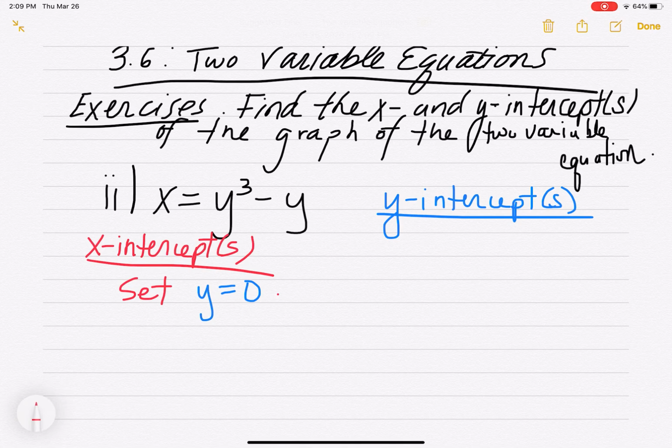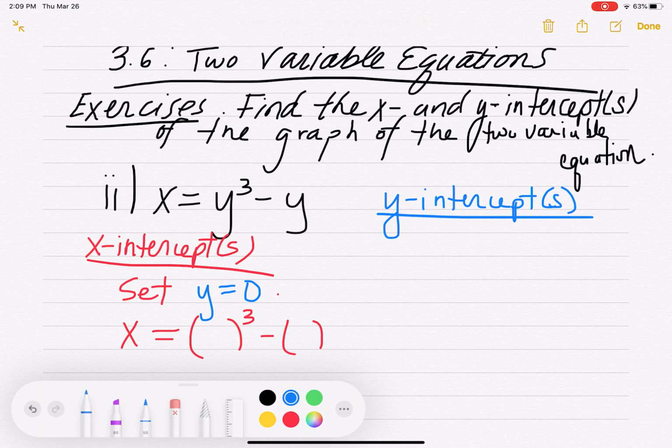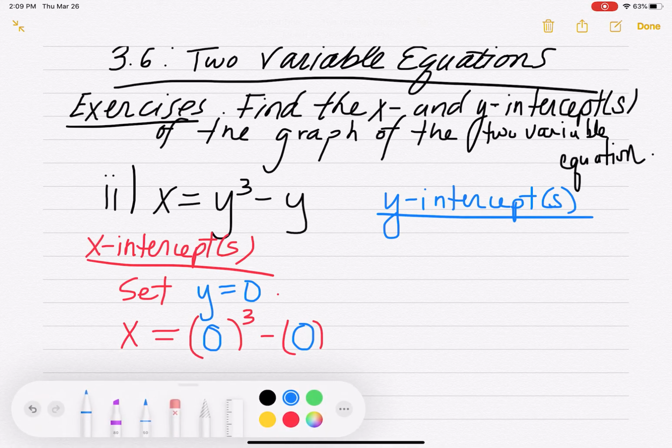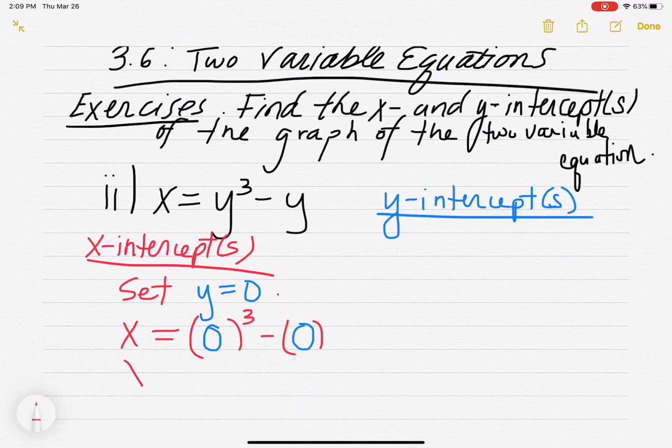So here we go. I'm going to have X equals, and I'm going to make a template without a Y right now: blank cubed minus blank. In place of where that Y was, I'm going to put 0. So we're filling in the Y's with zeros. Now if you do that simplification, we got X on the left, and 0 cubed minus 0, which is going to be 0. So there you have it. You have just a single X-intercept, X equals 0.